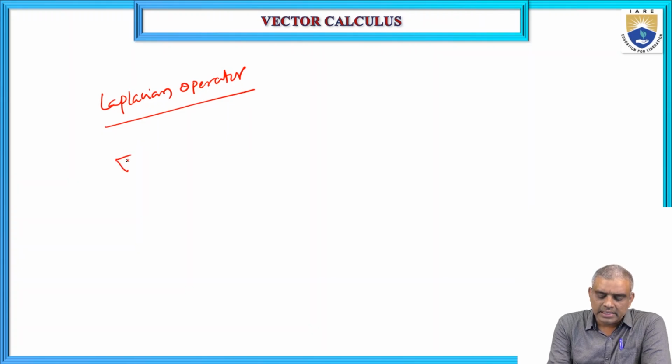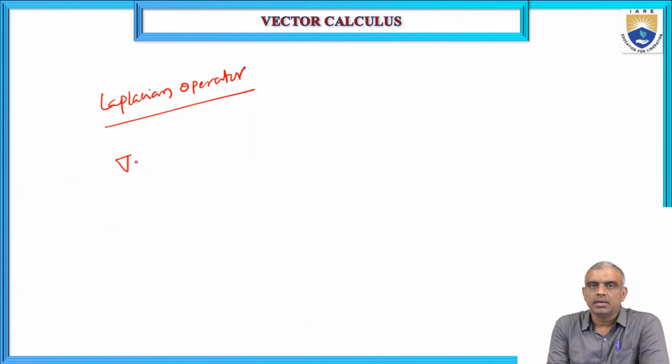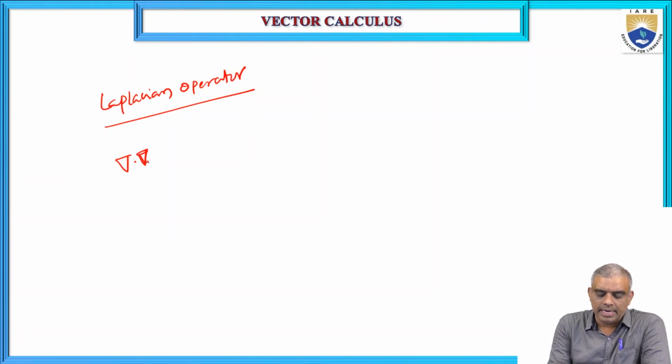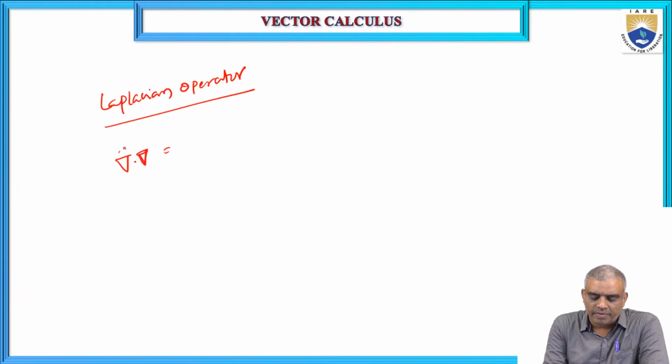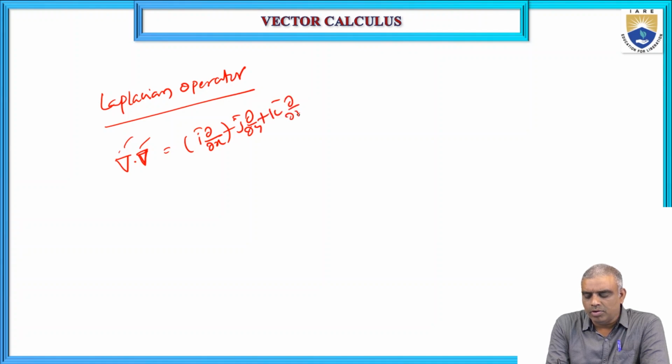Suppose del is a differential operator, which is i bar ∂/∂x plus j bar ∂/∂y plus k bar ∂/∂z, and consider another del, del dot del. Both are vector point functions. Del dot del means i bar ∂/∂x plus j bar ∂/∂y plus k bar ∂/∂z, dot product with i bar ∂/∂x plus j bar ∂/∂y plus k bar ∂/∂z.